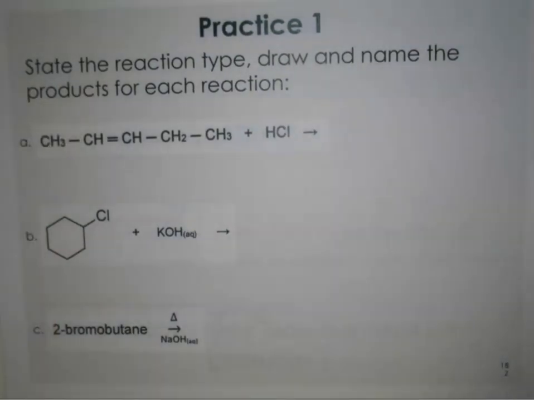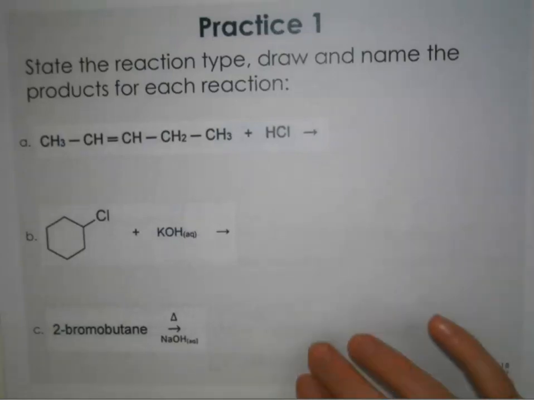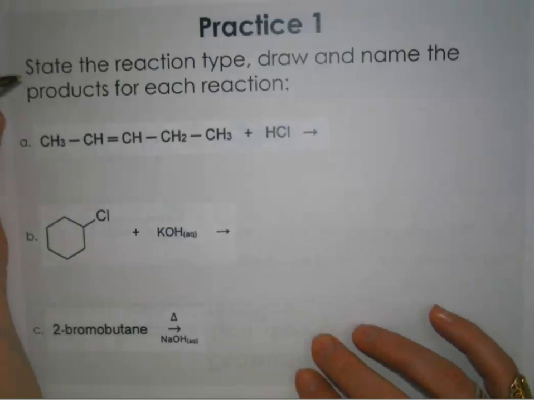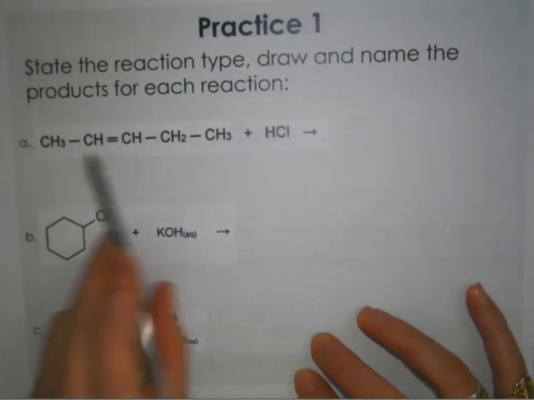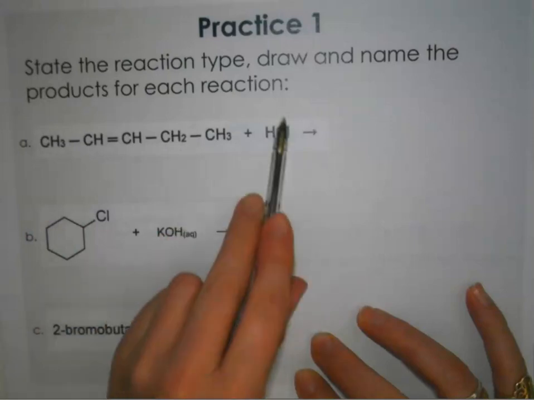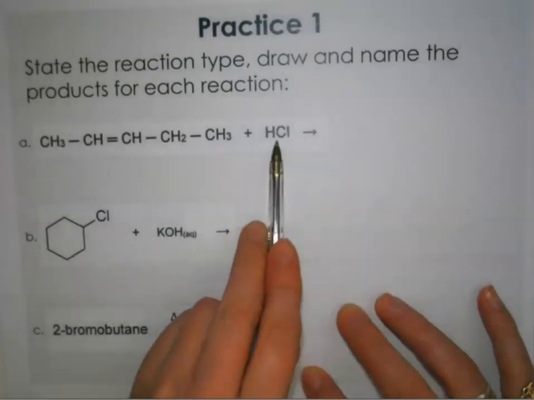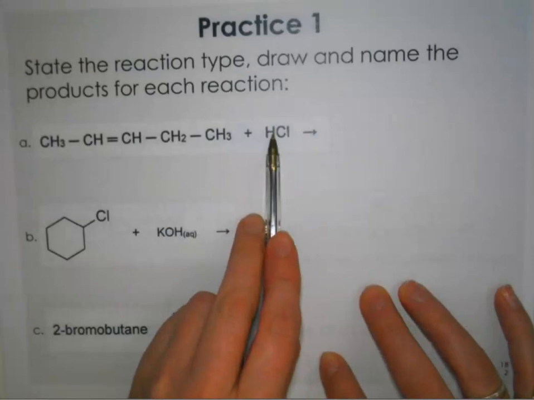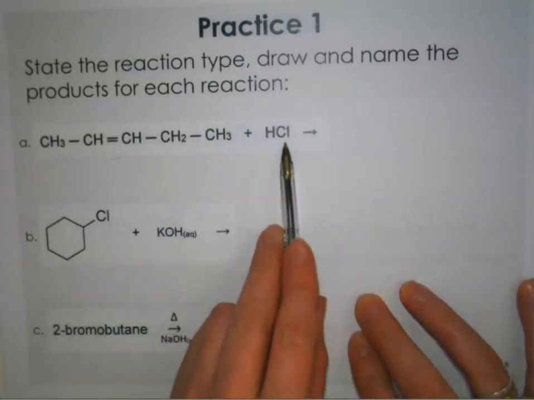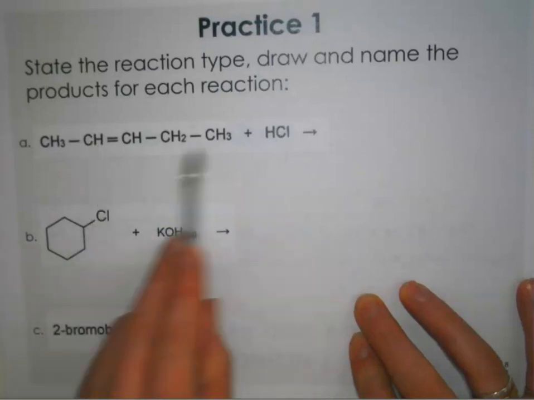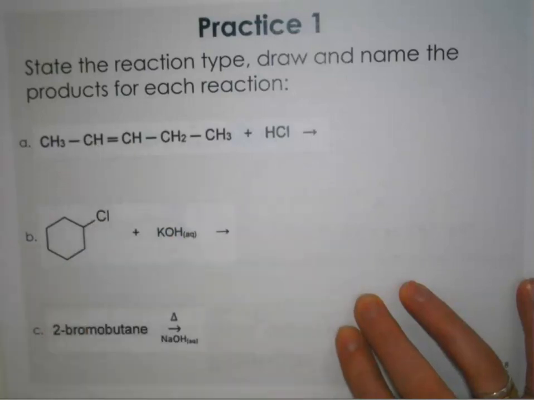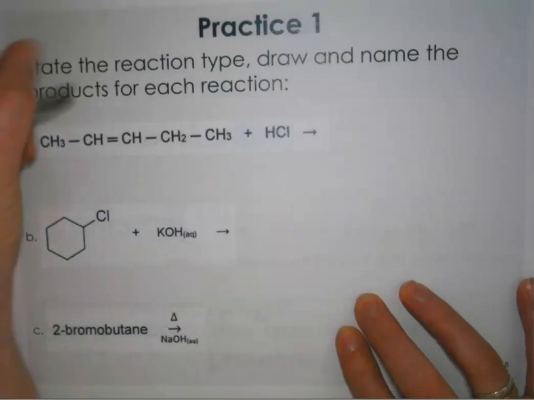For practice problem number 1, we're stating the reaction type, and drawing and naming the products for each reaction. In this one we have an alkene and a small hydrogen halide. Basically, one part is going to take the place of one end and the other part is going to take the place of the other end of that double bond, and the double bond is removed.